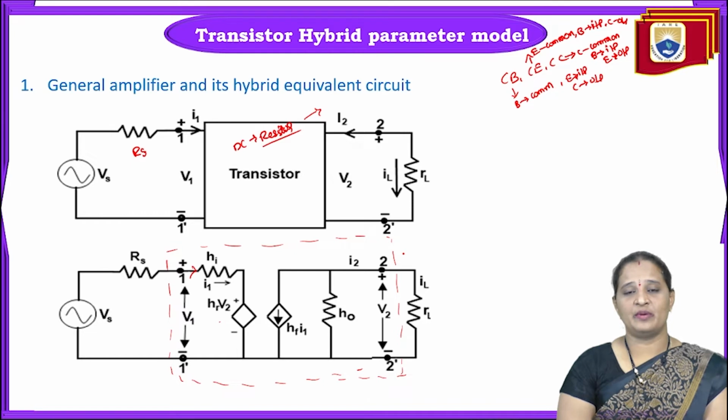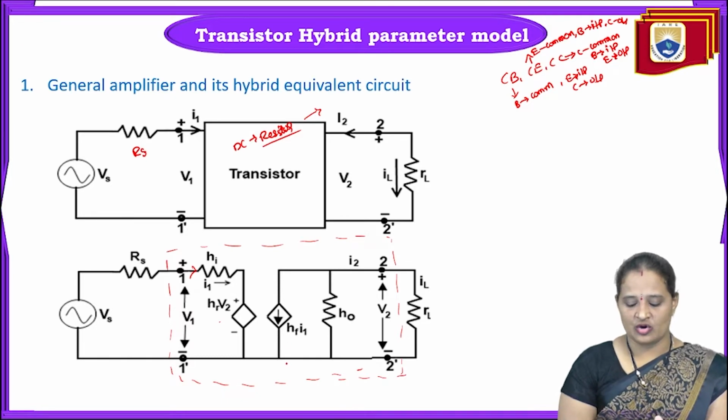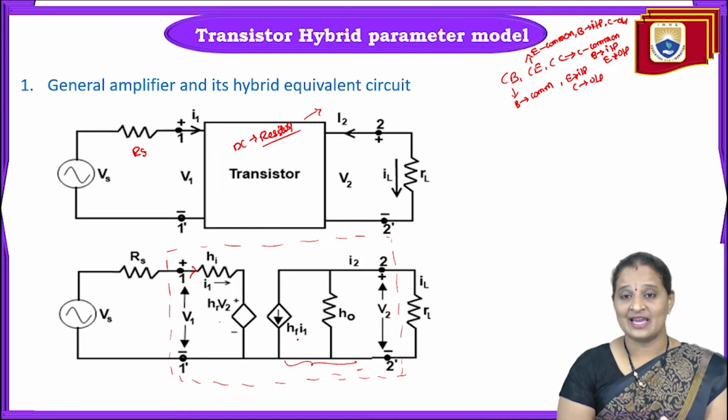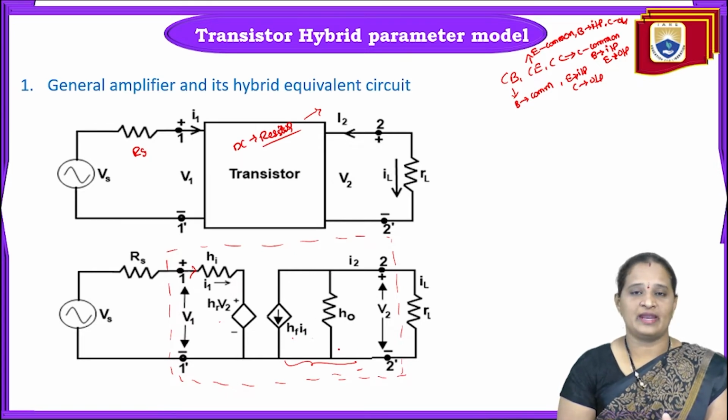Similarly, the output port is a circuit which obeys KCL. That means all the elements will be connected in parallel. So this is the output equivalent circuit, where all the elements are connected in parallel. What are the elements connected in parallel here? It is a dependent current source whose magnitude is Hf times I1, where Hf is the forward current gain and Hr is the reverse voltage gain. I1 is the input current and Ho is the output admittance.